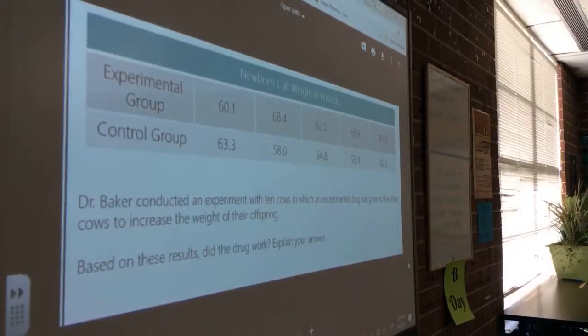What's the control group? Group that is used. Group that is used for what? What do we use the control group for? What's the point in having a control group? Let me pull up my popsicle sticks.